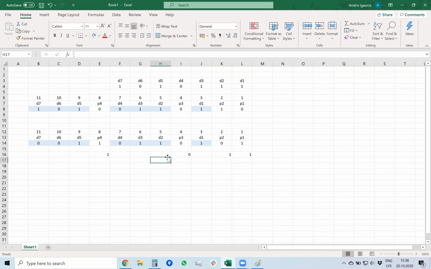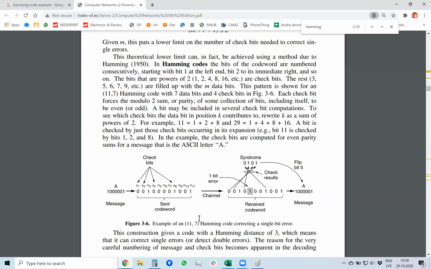Okay, so maybe now you understood it better. You can write in the chat box if you understood it or not really? Okay, so that's the Hamming code.